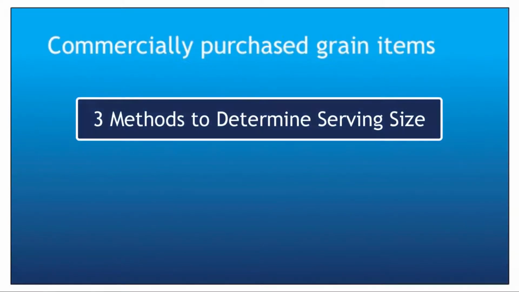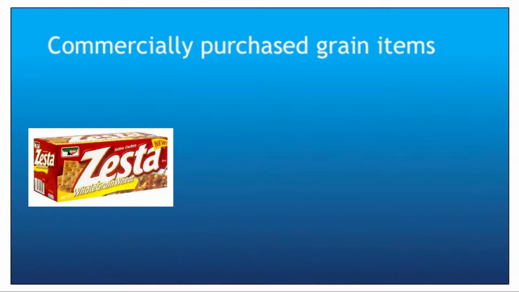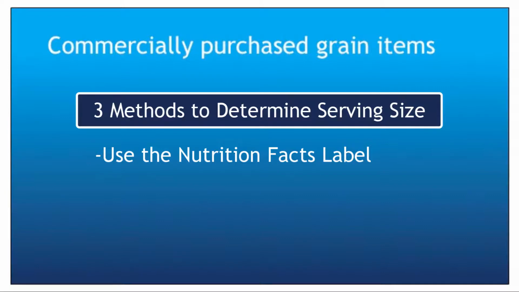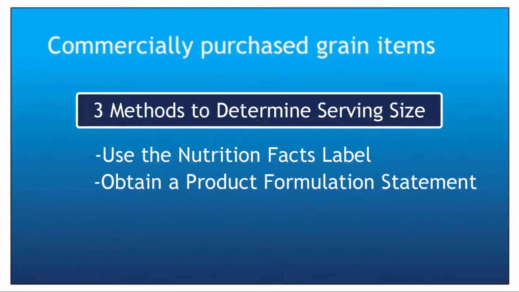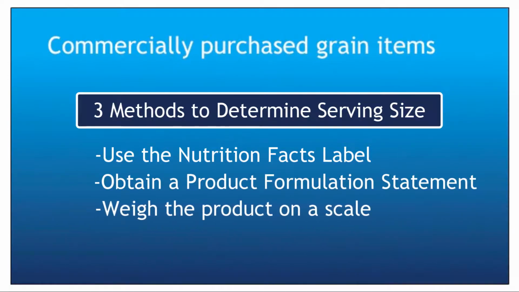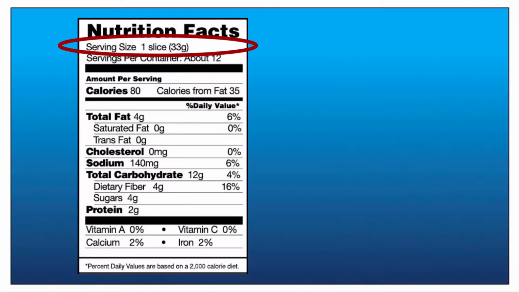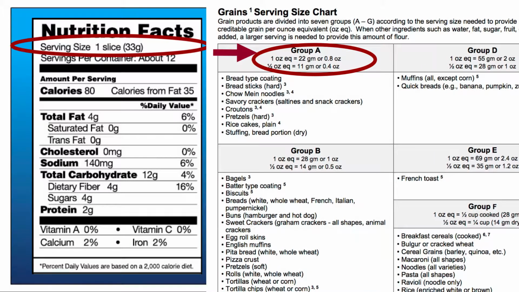There are 3 methods to determine the serving size for commercially purchased grain items such as packaged crackers, muffins, and bread items. Use the nutrition facts label, obtain a product formulation statement, or weigh the product on a scale. Each method will be discussed. The first method uses the nutrition facts label to determine the weight of a serving. The serving size is provided on the nutrition facts label and is compared to the required weight of a serving listed on the grain chart.